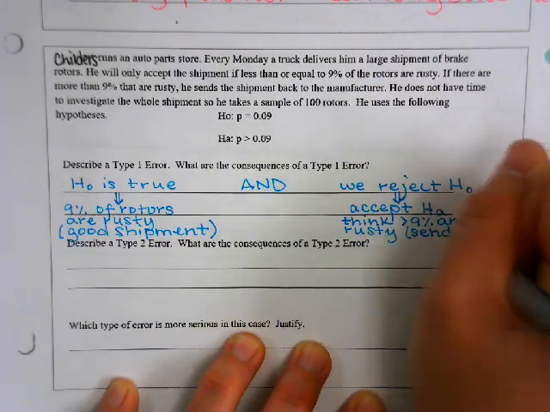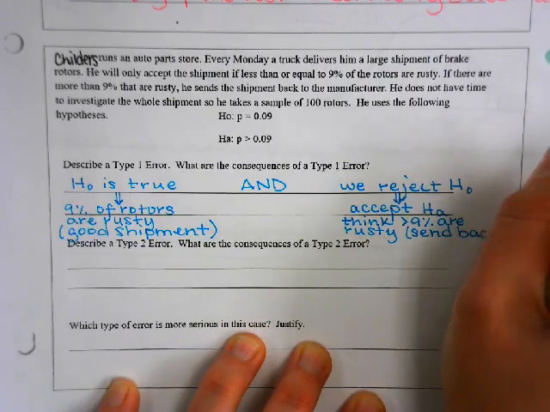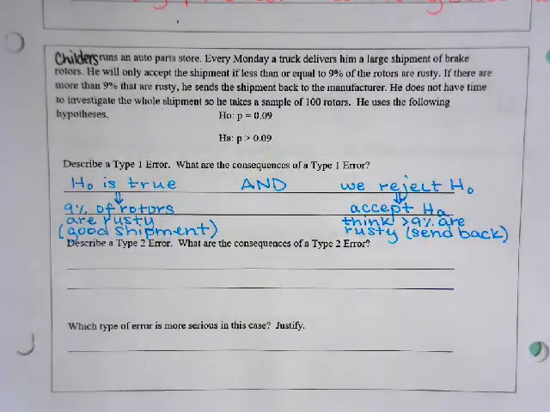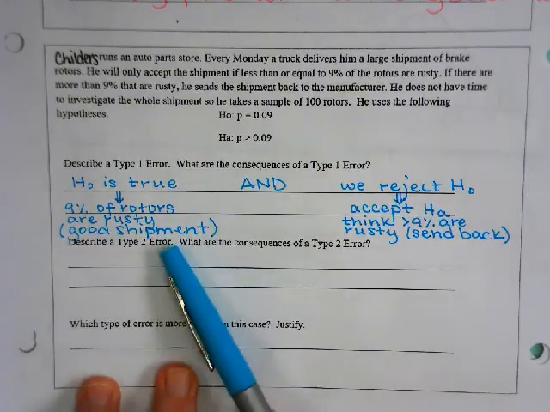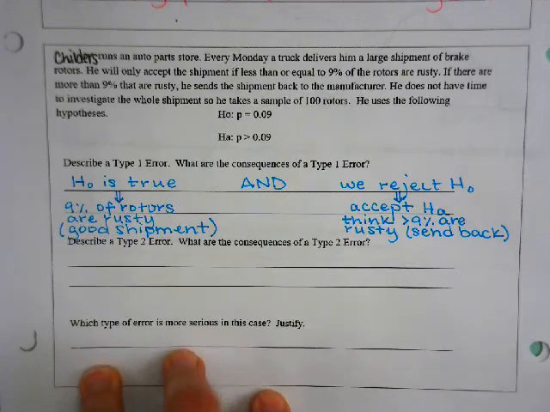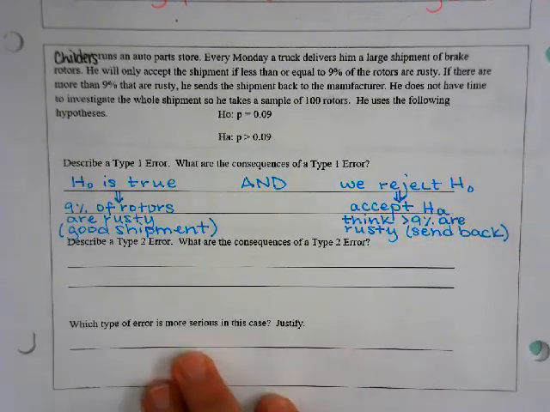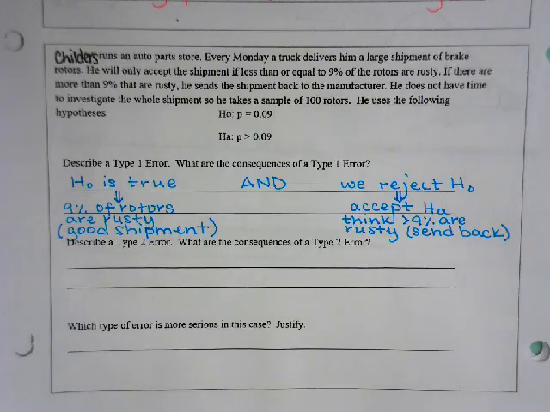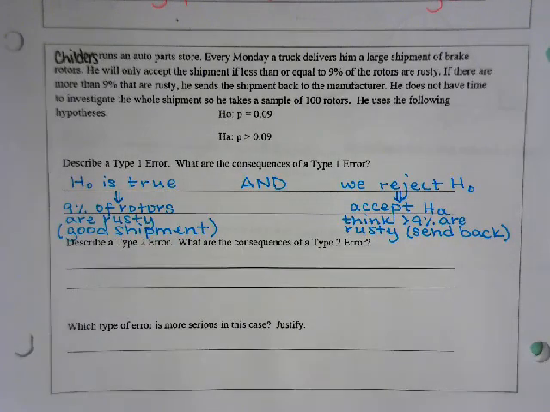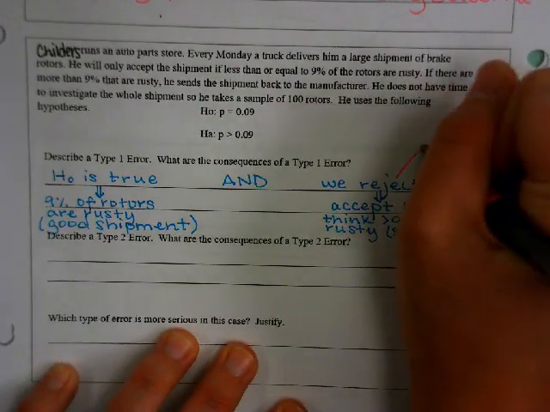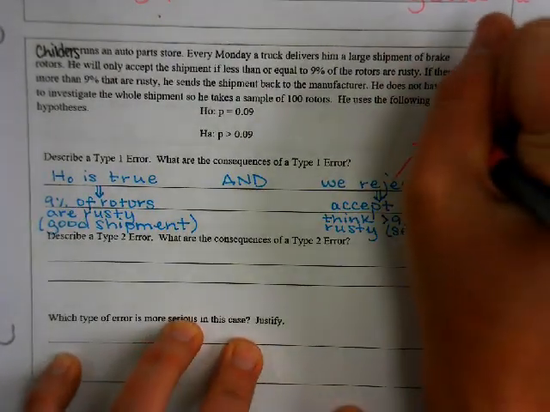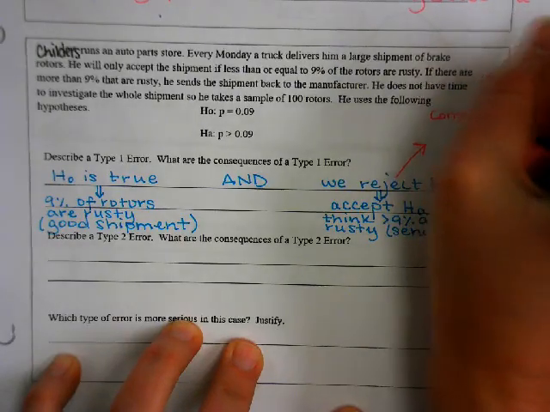So what would be some consequences of that type 1 error? It really was a good shipment, 9% of the rotors are rusty, but based on the sample, Childers thinks more than 9% are rusty and he sends them back. He returned a good shipment. That is one of the consequences, right? He's sending back good parts. So consequences, he sends back good parts.